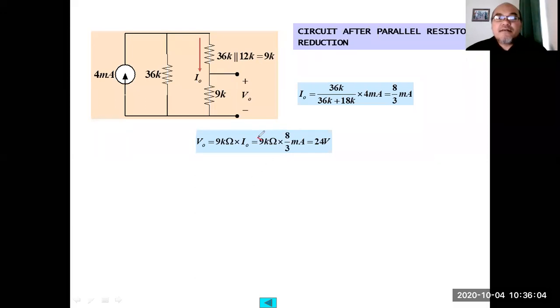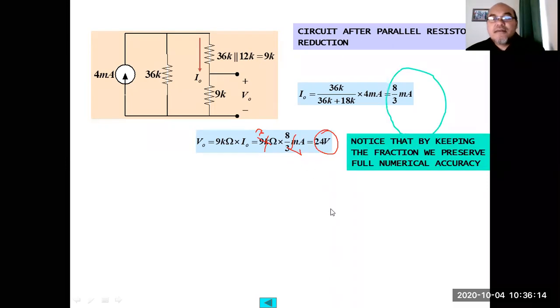So here 9. Okay, this is 1 and this is 3. Then the kilo also cancel each other, so equals to 24 volt. Okay. Then by keeping the fraction, we preserve full numerical accuracy. Yeah. So okay, there's no problem. Yeah, here I think it's not that difficult.